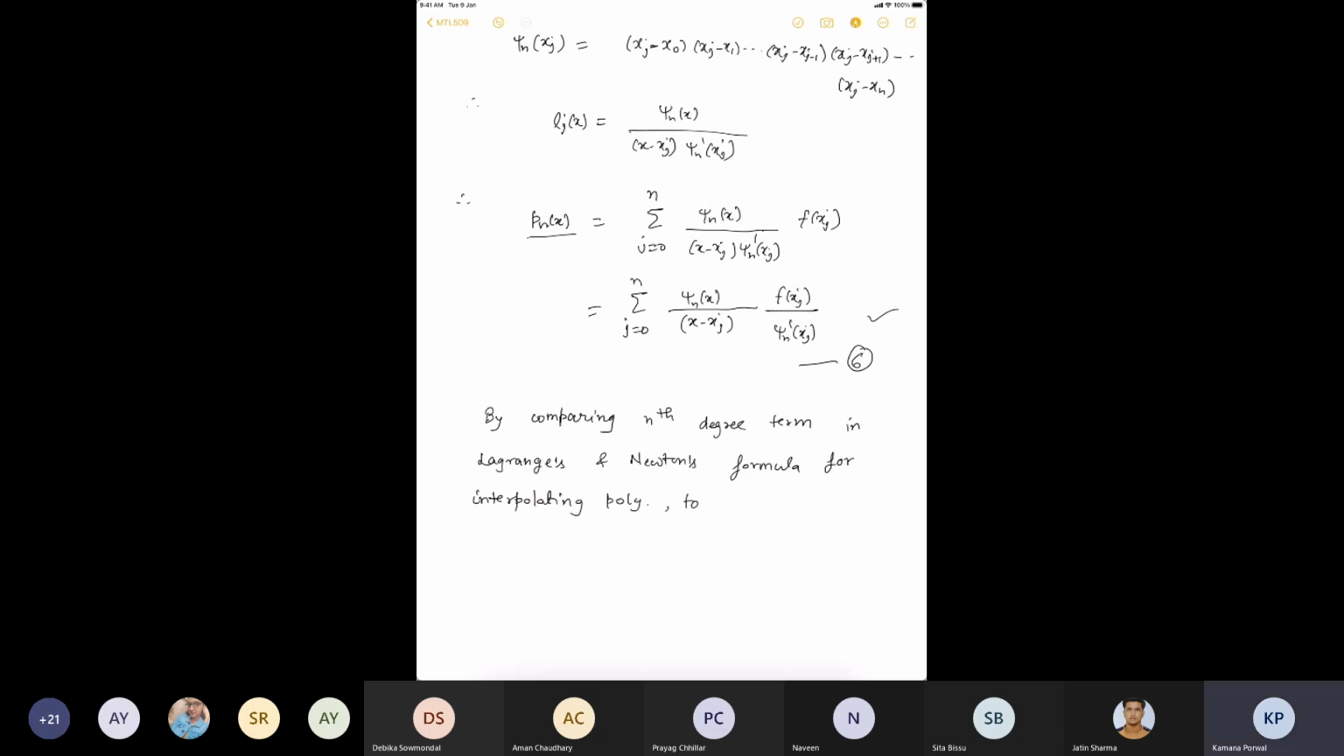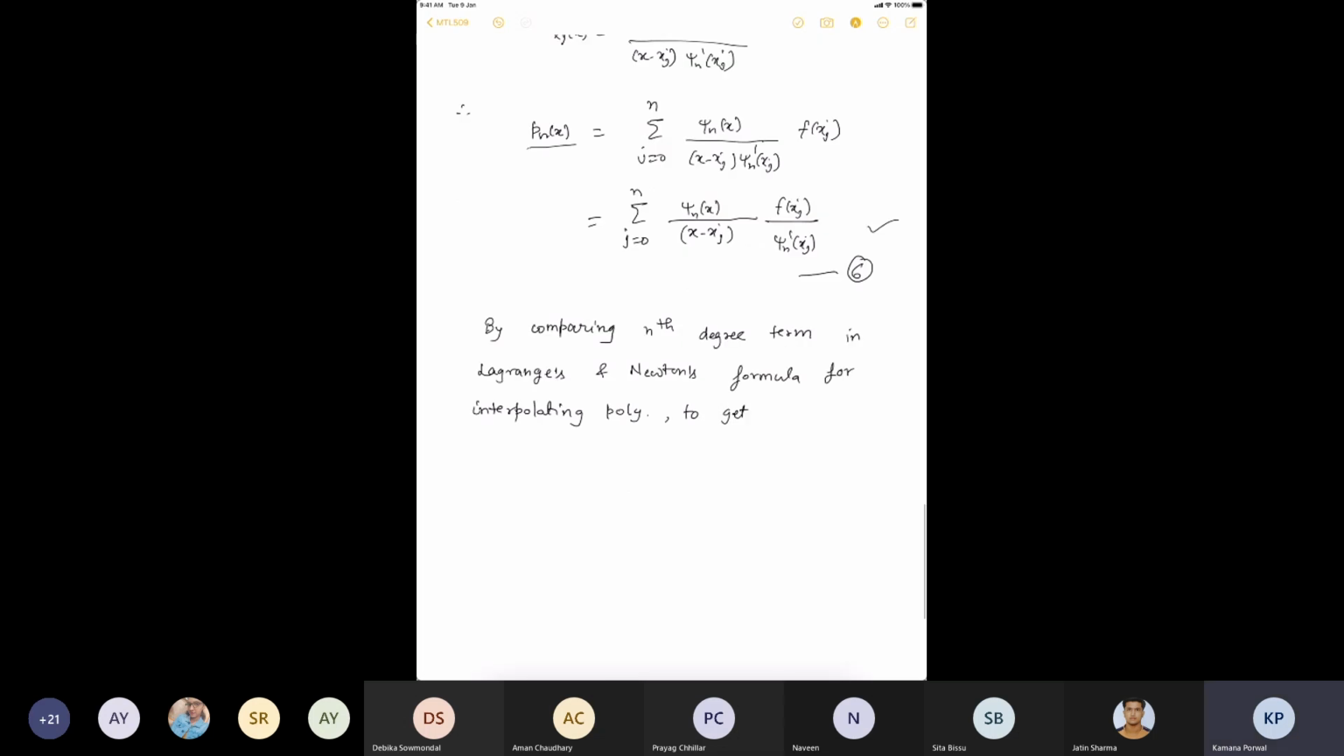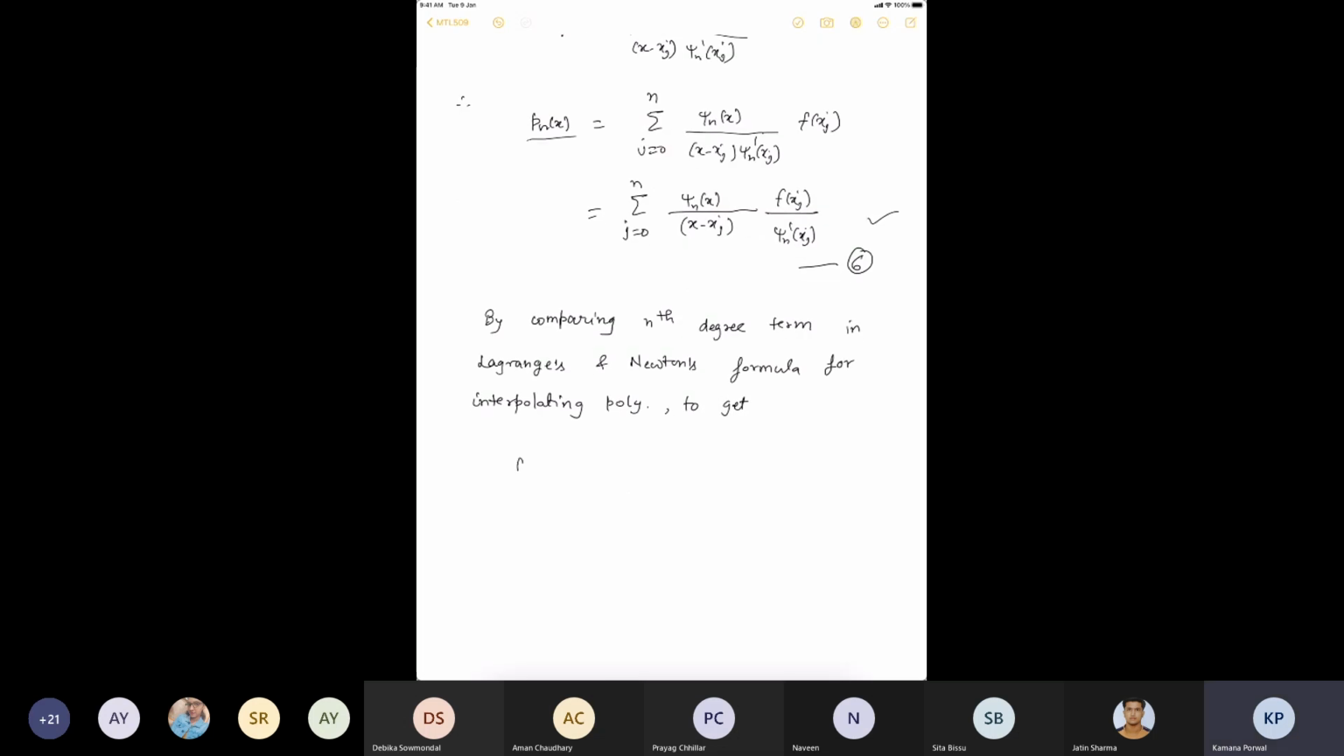And what do we get? So from equation 5, we get it as f of x0, x1 up to xn. And what we get from the Lagrange form?